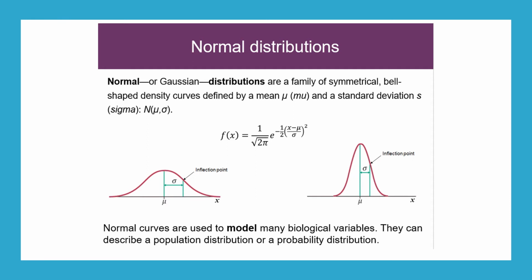We know that the normal distribution is a bell-shaped symmetrical curve defined using its mean mu and standard deviation sigma, and the equation of the curve is y equals 1 by square root 2 pi, e raised to negative half, x minus mu by sigma, the whole squared. Now this normal curve is used for many biological variables, and they describe the population distribution or a probability distribution.